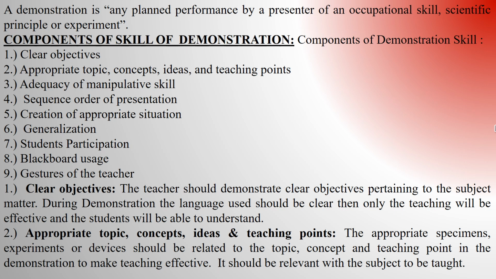The teacher should demonstrate clear objectives pertaining to the subject matter. During demonstration, the language used should be clear, then only the teaching will be effective and the student will be able to understand. Appropriate topic, concept, ideas, and teaching points. The appropriate specimens, experiments, or devices should be related to the topic, concept, and teaching point in the demonstration to make teaching effective. It should be relevant to the subject to be taught.